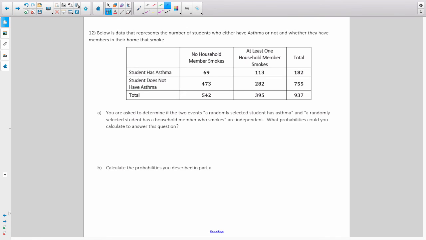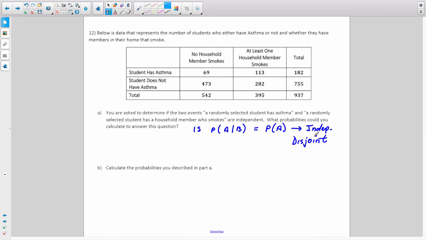All right, and the last one is a two-way table that's been given to us. It's already filled in, thank God. You're asked to determine if two events, a randomly selected student has asthma and a randomly selected student has a household member who smokes, are they independent? What probabilities could you calculate to answer this question? Well, remember what we did to prove independence: is the probability of A given B the same as the probability of A? And if so, you would call those independent. Or disjoint is jumping. Okay.